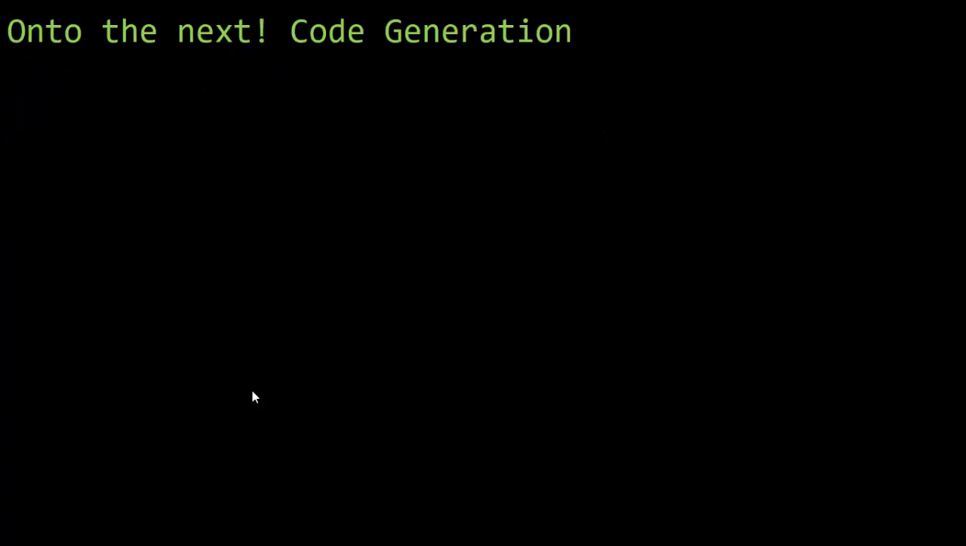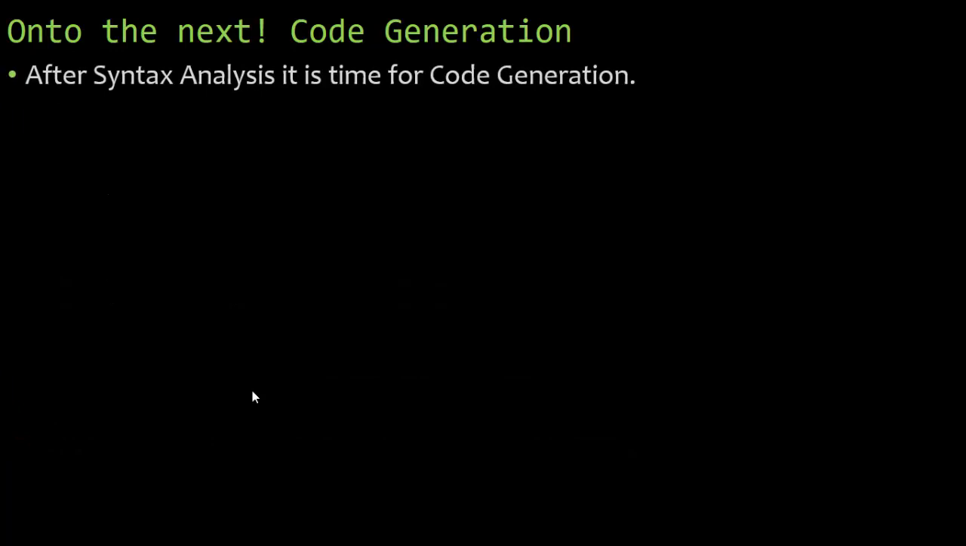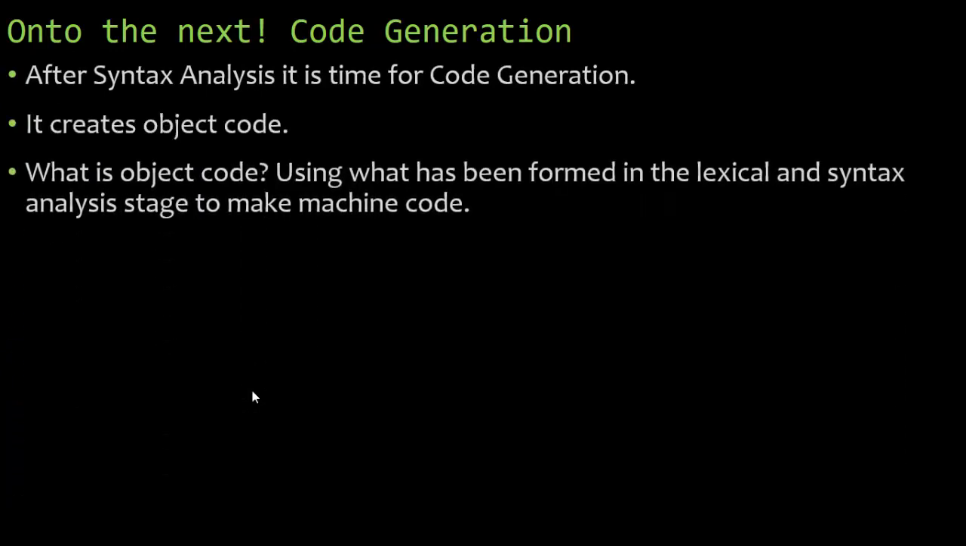So on to the next, which is code generation, also broken up into 2 parts. So after syntax, it's time for code generation. It creates object code. So what is object code? It's using what has been formed in the lexical and syntax analysis stage to make machine code, which is your binary code. So what happens when it's actually doing this?